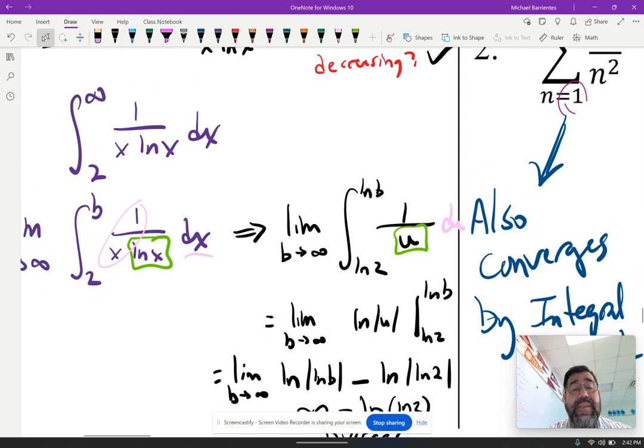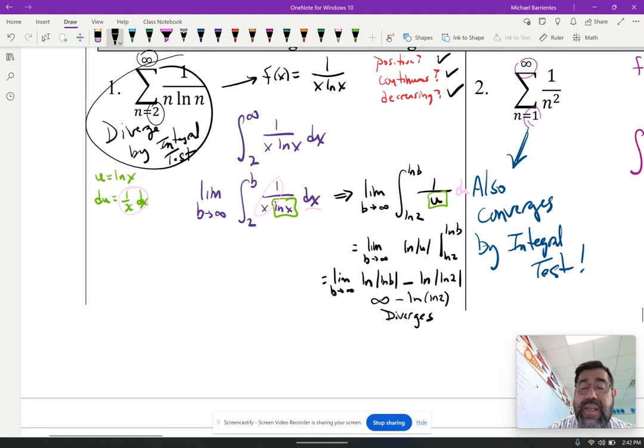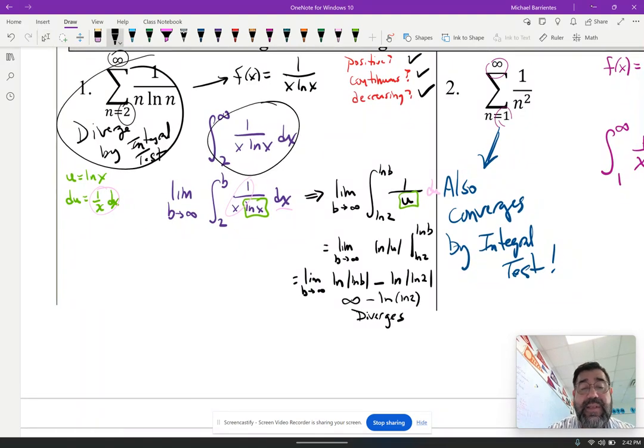But therefore, that means that my original series will diverge by the integral test. Remember, so this thing diverges because this thing diverged.